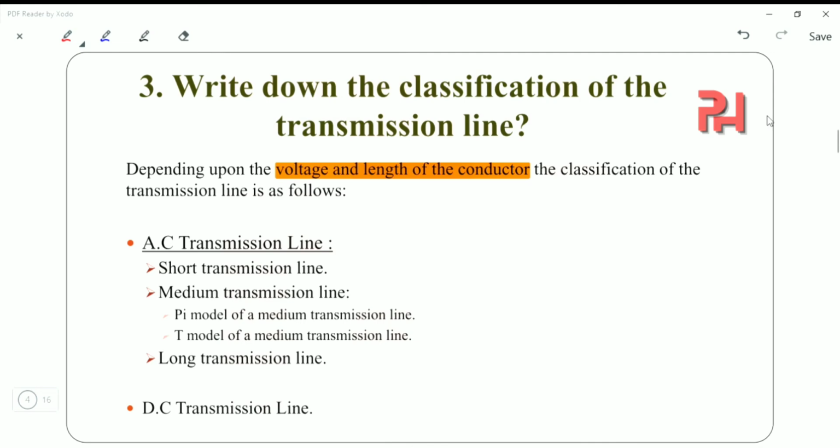Under AC transmission lines, we have three other classifications, that is short transmission line, medium transmission line and long transmission line. Since it is done on the basis of voltage and length of the conductor, for a short transmission line, the length should be lesser than 80 kilometer. Let me write it over here. And the voltage for a short transmission line should be lesser than 20 kilovolt.